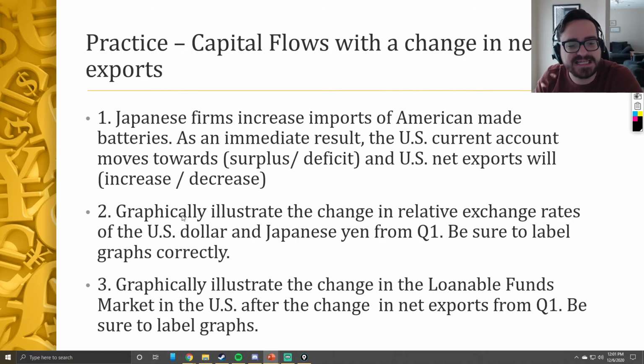Great. Second thing, graph the change in exchange rates of the US dollar and the Japanese yen. Label your graphs correctly. So I need to have a dollar graph and a yen graph.